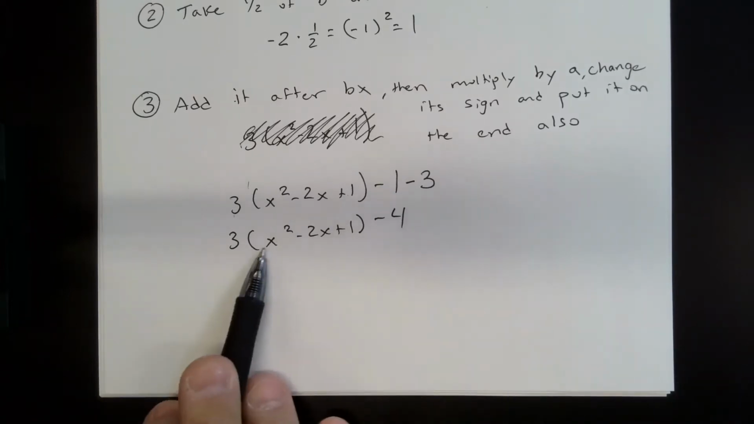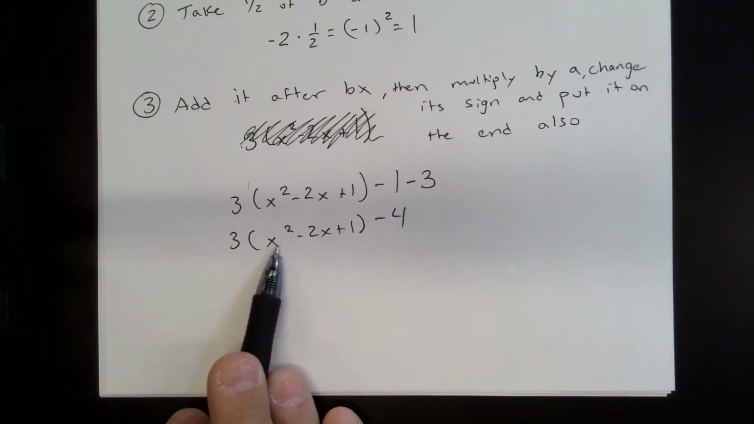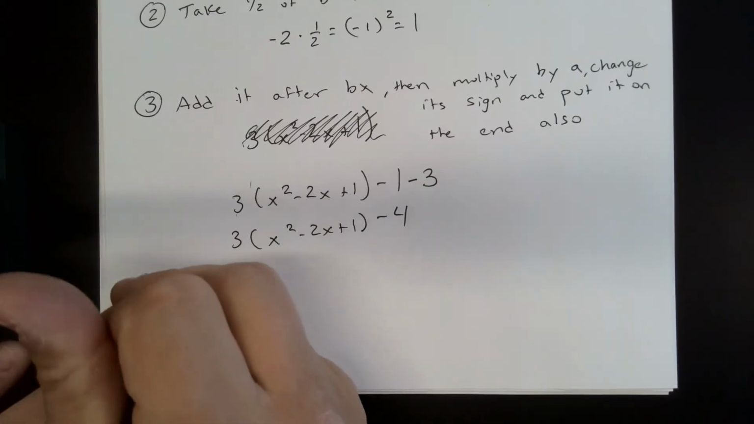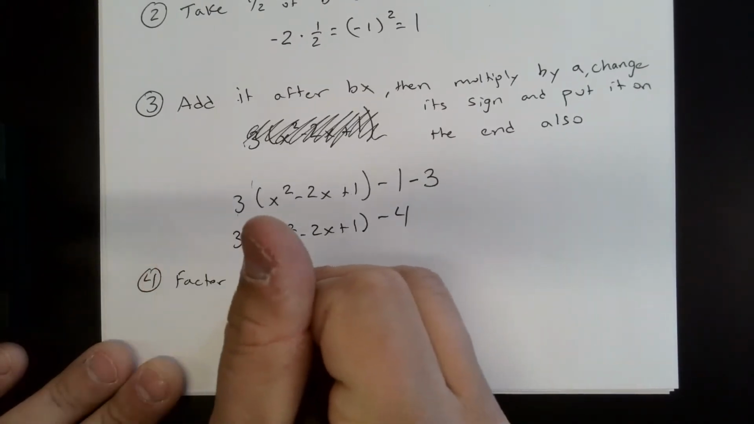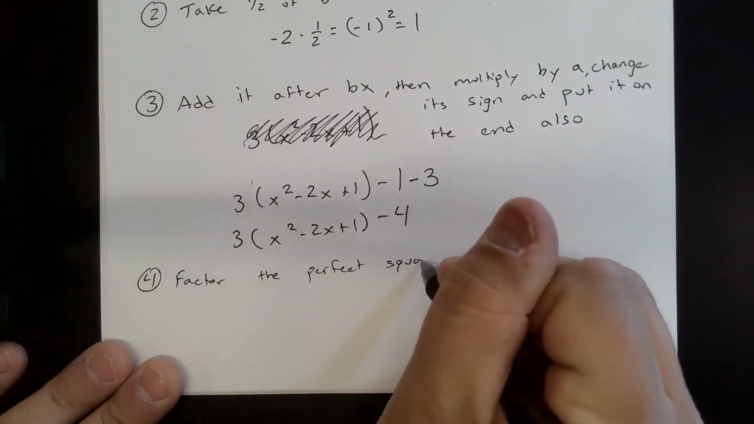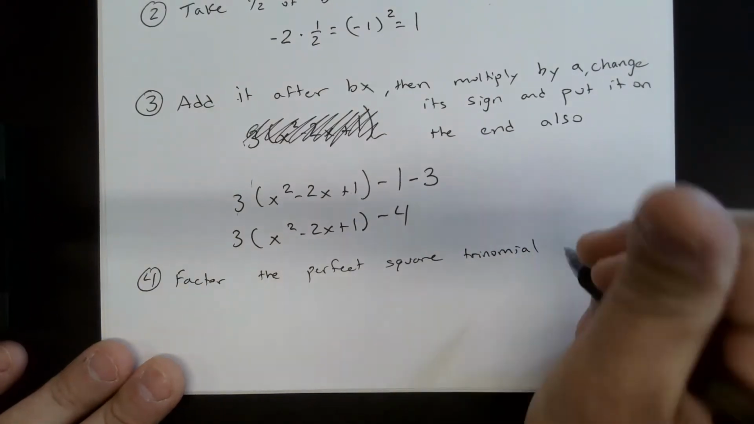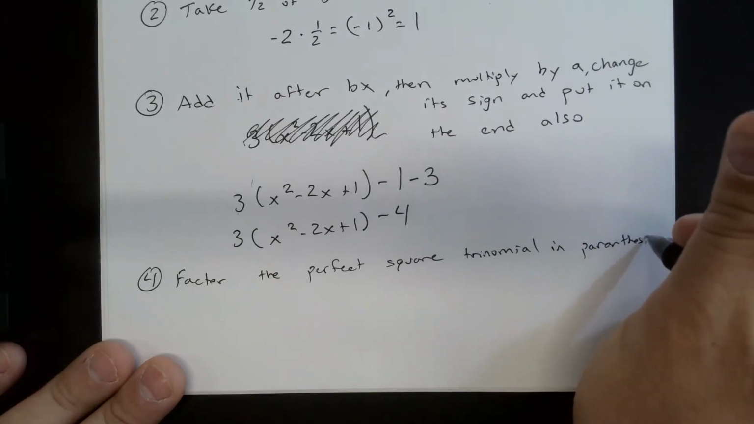What can I do with this right here? The trinomial here. Perfect. Step number 4. Factor the perfect square trinomial in parentheses.